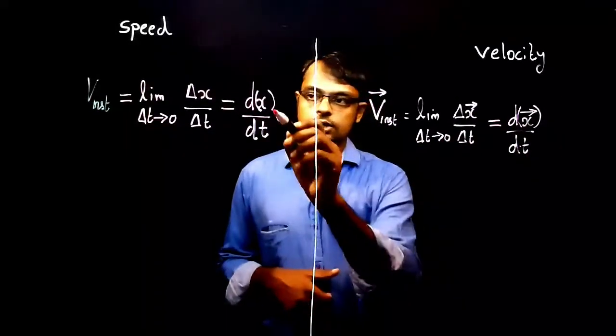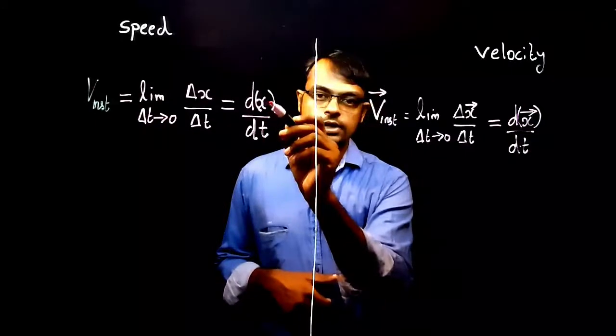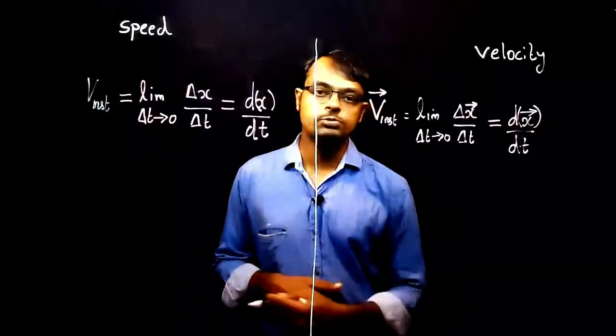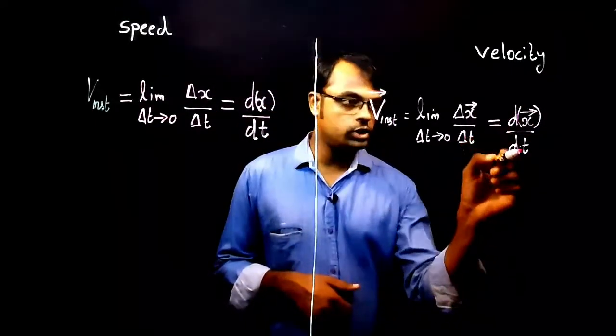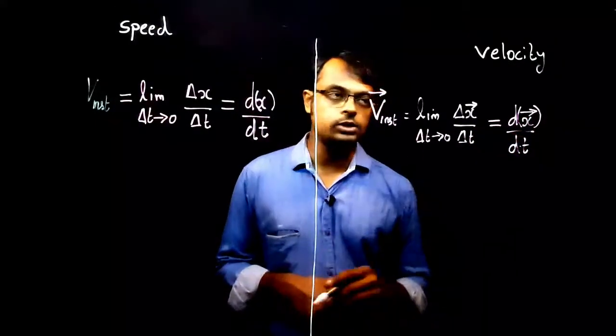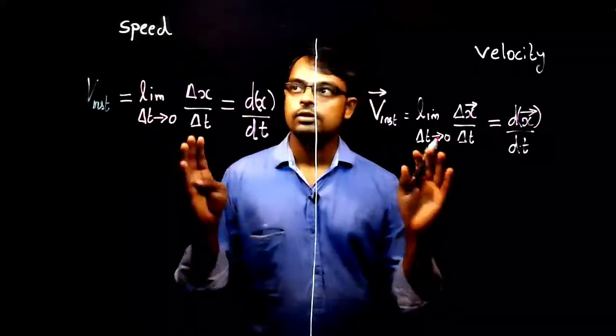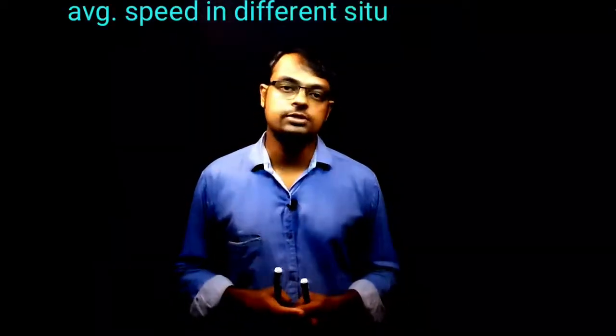Clear? So once again, the rate of change of distance is called speed. Here, the rate of change of displacement with respect to time is called velocity. So this is the main difference between speed and velocity. Now let's discuss the average speed in different situations.